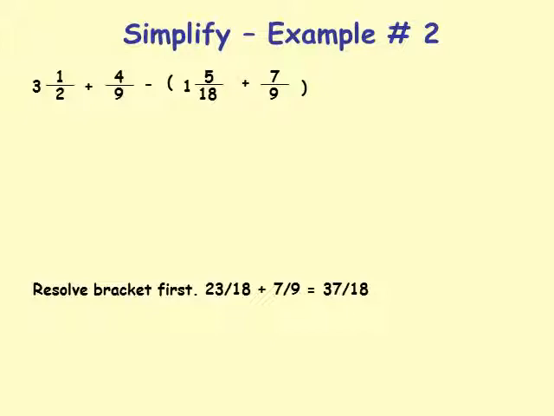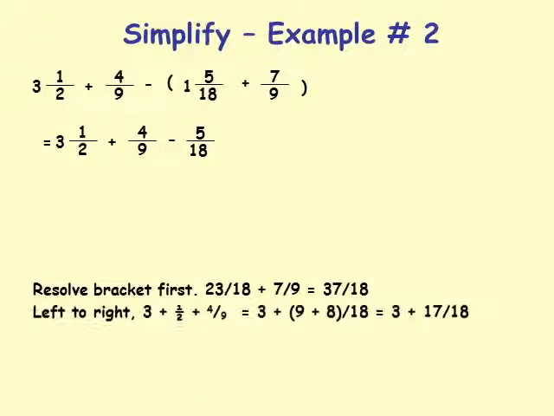Okay, let's get out of the bracket. Now I have 3/2 plus 4 over 9 minus 5 over 18. Let's see what we're going to do here. Now we have 3 plus half; we just split the 3/2 apart. So 3 plus half plus 4 over 9 minus. We're just going to do this first. We keep the 3 here, and we're doing left to right now.